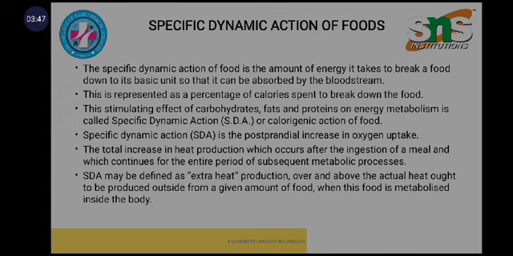The other important topic is the specific dynamic action of foods. It is the amount of energy it takes to break the food particles into their basic units so they can be easily absorbed by the bloodstream. It is also represented as the percentage of calories spent to break down the food, and it is referred to as SDA or calorigenic action of food. It is also an increase in oxygen uptake.